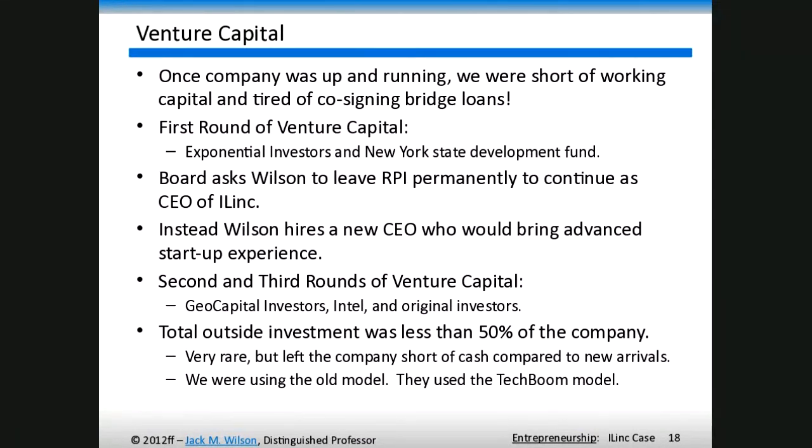They asked me then to leave the place where I was at a university permanently and just continue to be the CEO of iLink. But instead, I fired myself as the CEO, stepped up to chairman of the board, and hired a new CEO, and went through more rounds of venture capital. Eventually, we ended up as a $500 million company.